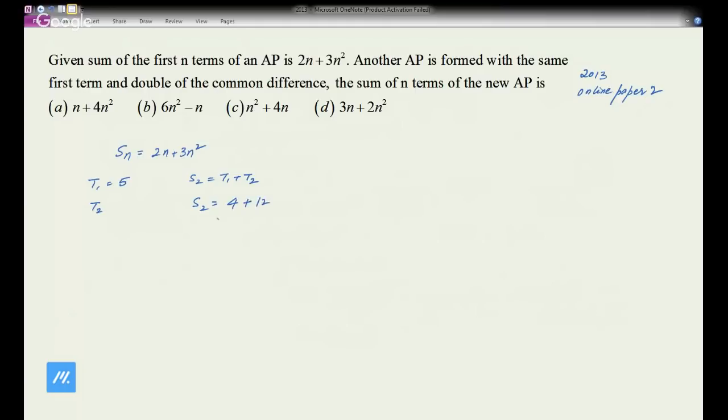2 की वैल्यू निकालते हो तो S2 कितना आ रहा है यहाँ पर? 4 प्लस, लेट्स नॉट जस्ट डू इट, 16, राइट? ऐसे आ गए. तो S2 minus T1 will give you, 2 comes out to be what? 11. T2 is 11, so यहाँ से कॉमन डिफरेंस कितना आ गया? 6. So इस AP के बारे में आपने सब कुछ पता लगा लिया. AP is formed with the same first term, so A is nothing but 5, but double the common difference, so D comes out to be 12. The sum of n terms of the new AP. So this actually can be solved very easily.